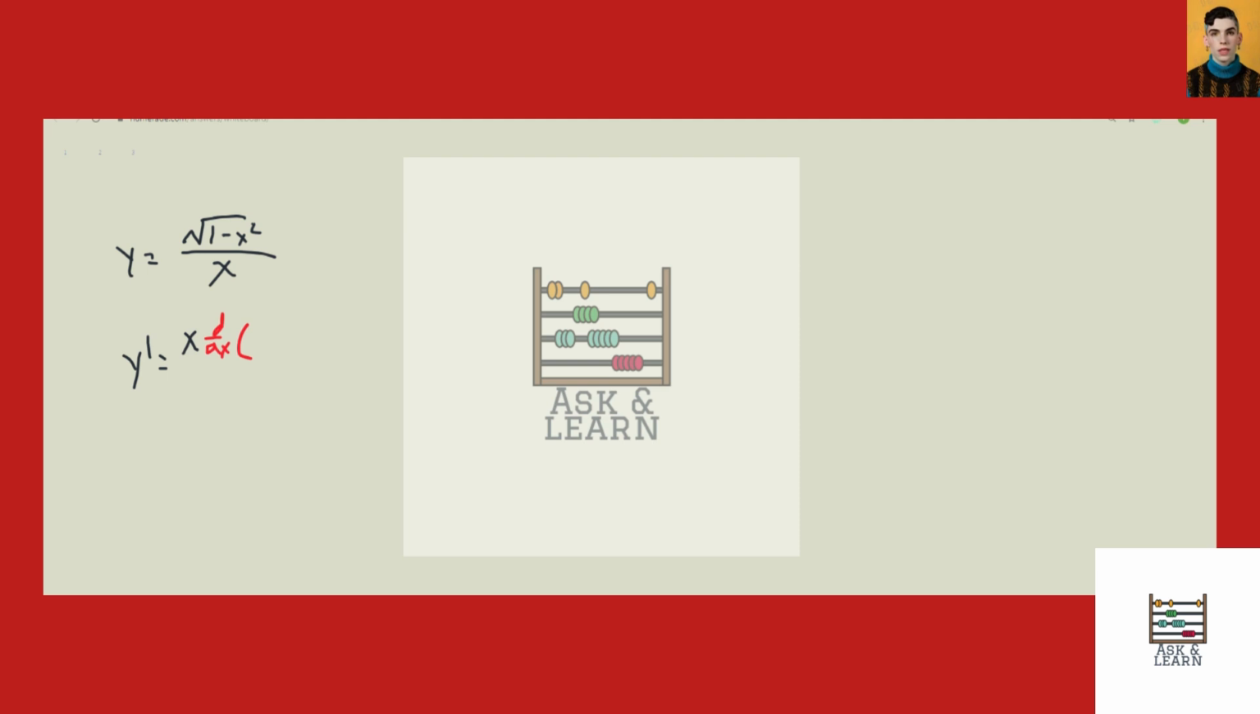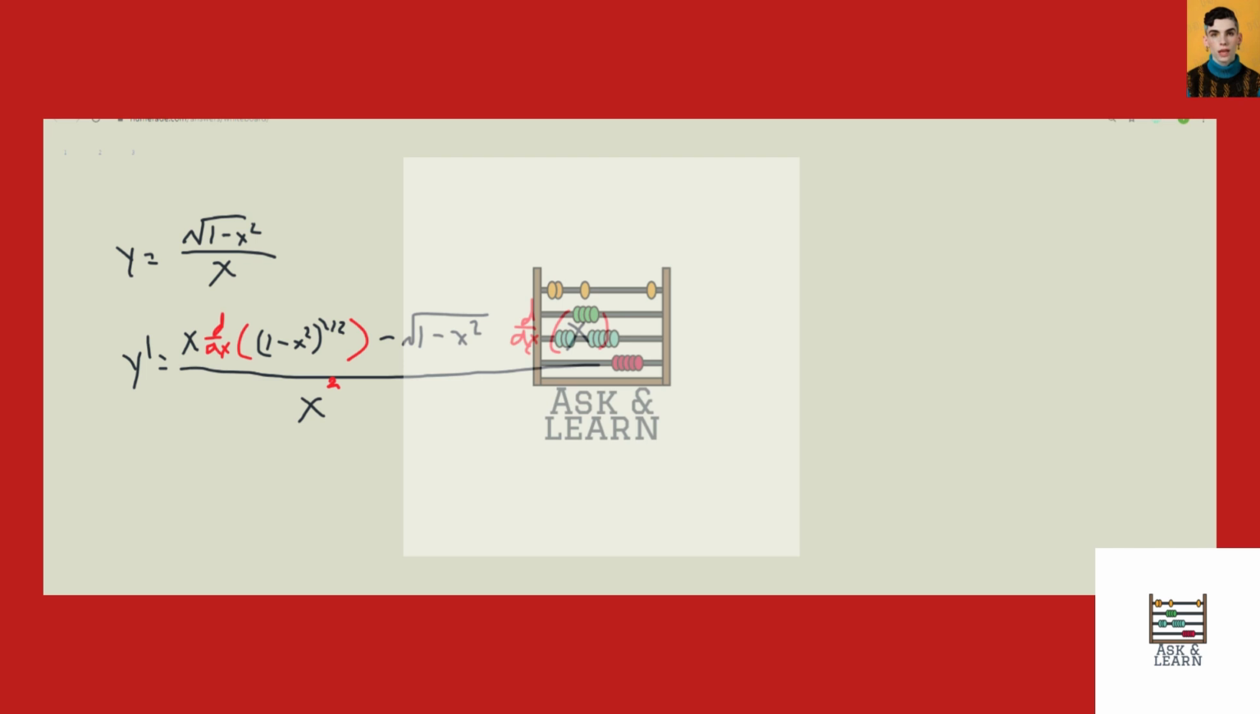And now I'm going to rewrite the square root as a half power. So 1 minus x squared to the 1/2. And then minus these in the opposite order. So 1 minus x squared, square rooted, then d by dx of x, all over what we have in the denominator squared.